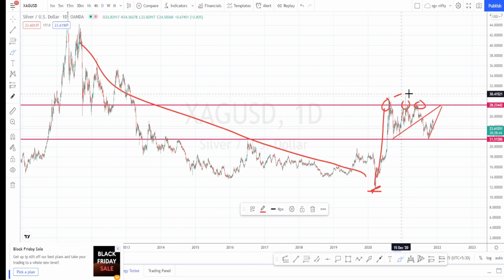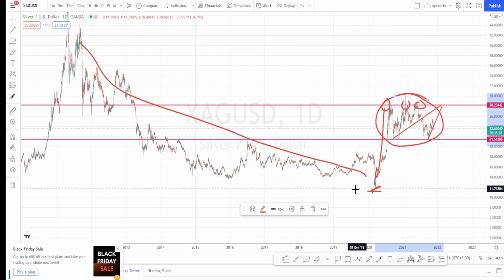And currently we are noticing a consolidation within this range. The bottommost support is 21.30 and resistance is at 28.30. So it is a range bound market when we look at the price action from the daily time frame. Let us do the analysis in hourly time frame.